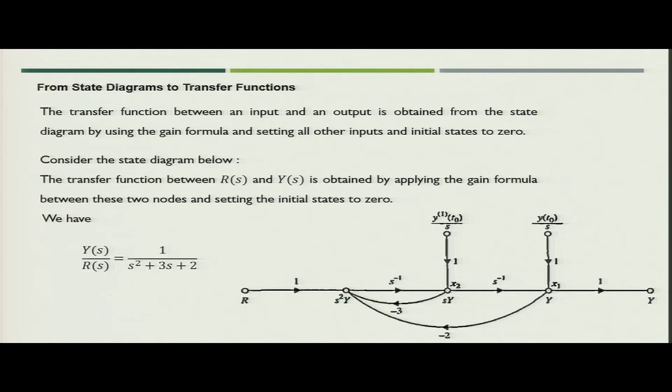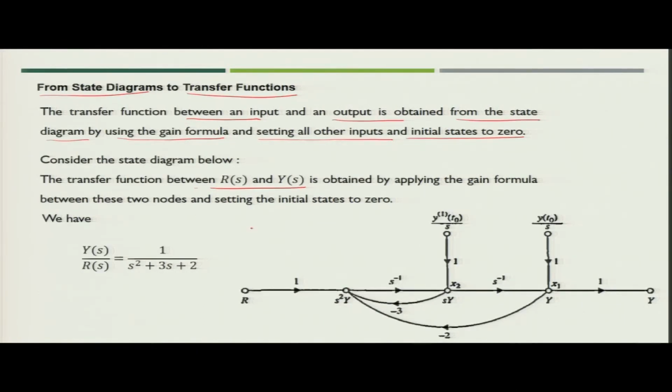Now, the next question comes when you are asked to find the transfer function from the state diagram. So, what you will do? The transfer function between input and output is obtained from the state diagram by using the gain formula and setting all other inputs and initial states to 0. So, we will set the initial states to 0 and then we will equate input to output. So, R(s) and Y(s) is obtained by using the gain formula.